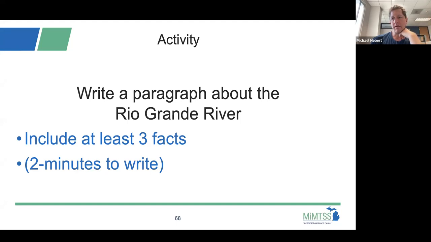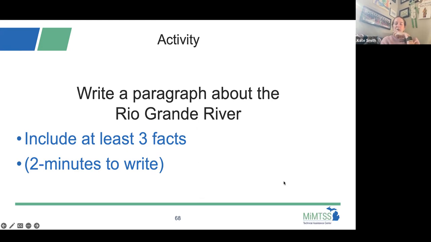It looks like Kate wrote a lot. Kate, tell us a little bit. It looks like you had a lot of knowledge about the Rio Grande. Well, I wasn't really sure where to take it, so I just started typing. I have been in seventh grade for a really long time as a special ed teacher and have worked with the seventh grade curriculum. And so I went back to ancient civilizations, where everybody had to live near a water source. I just started spewing information that I knew because I'd been in that topic area for a while.